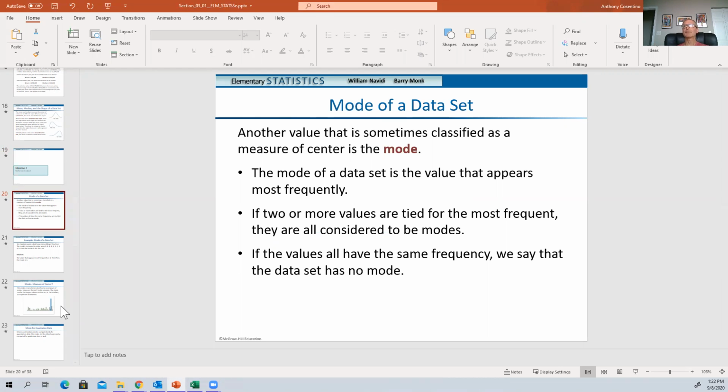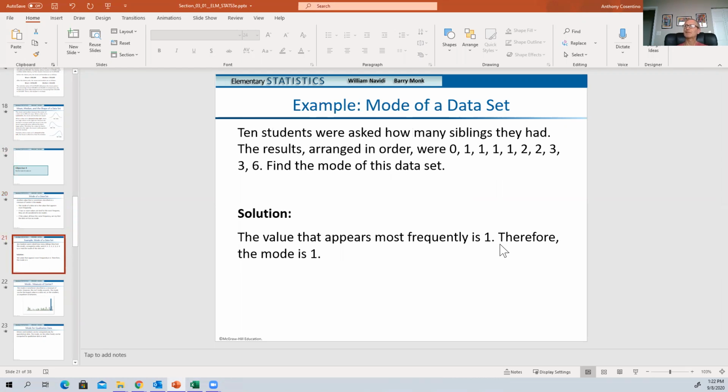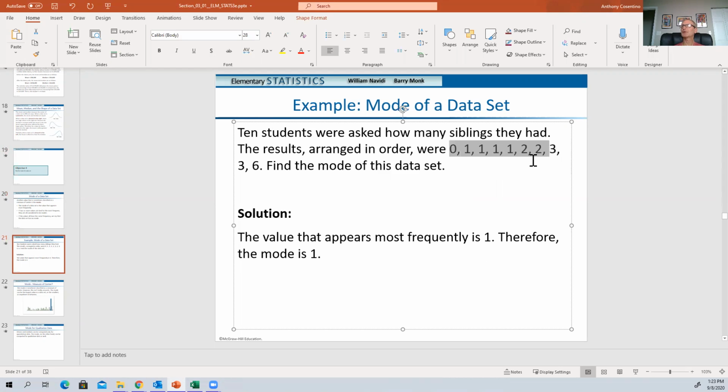With regards to calculation by hand, let's take an example right out of the book. Say we had 10 students, and we ask how many siblings each one of those 10 students has. Usually it's best to list it from smallest to largest. You can see that we have four 1s, and only two 2s, two 3s, a 6, and a 0. So the number 1 occurs the most often, so that would be the mode. So don't overthink this too much.